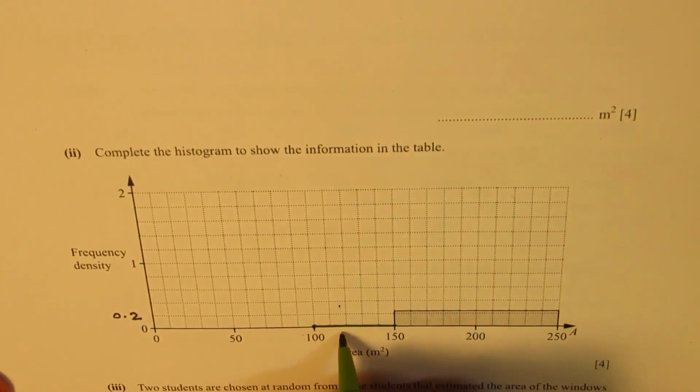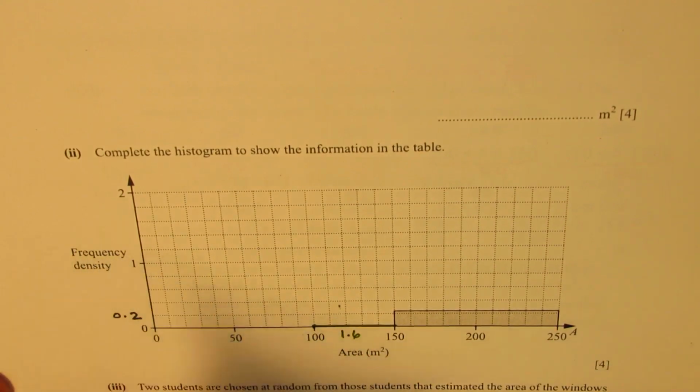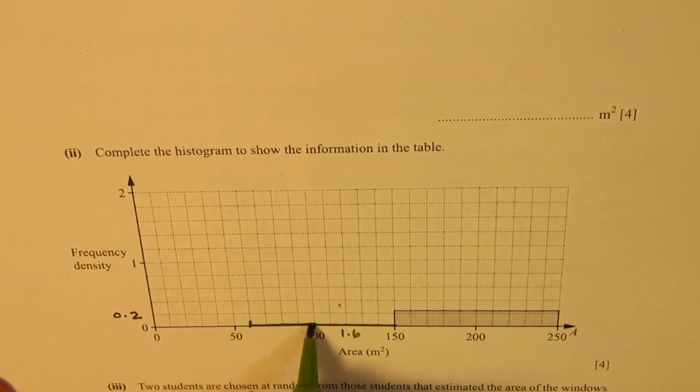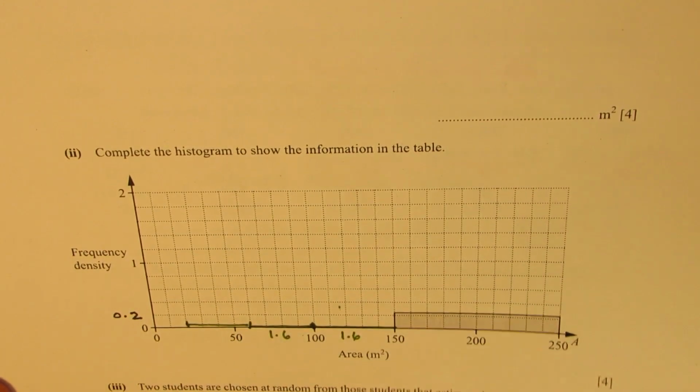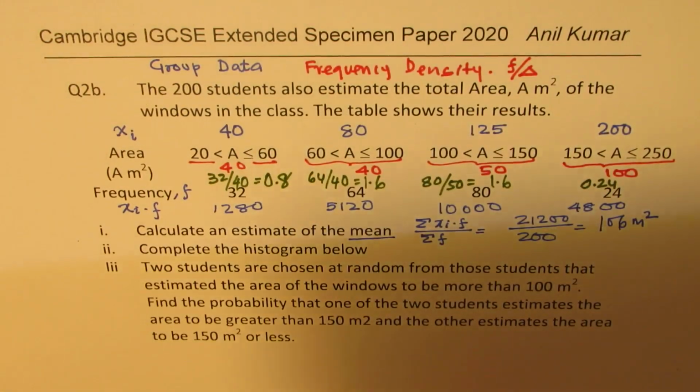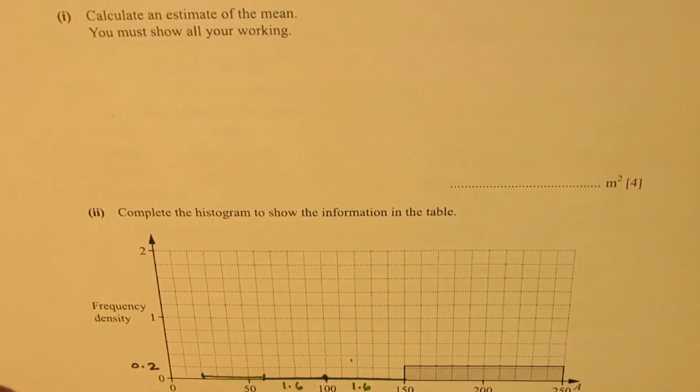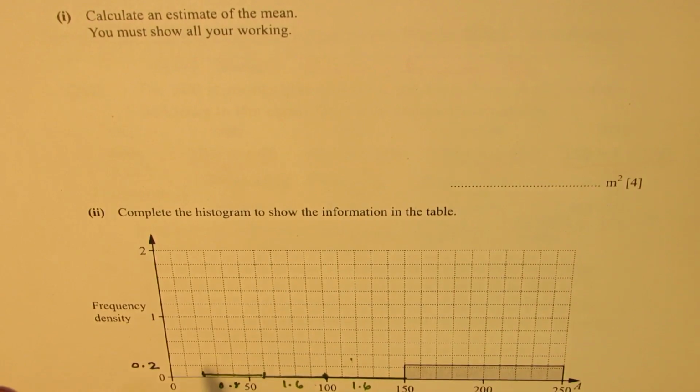So somehow I'm writing 1.6 here. We'll write later there. The other interval is from 60 to 100, which is this group, right? Within 60 to 100 also it is 1.6. And then it is 20 to 60, right? This is the third interval in which we got the frequency density as 0.8, right? So let's read 0.8 from the graph.